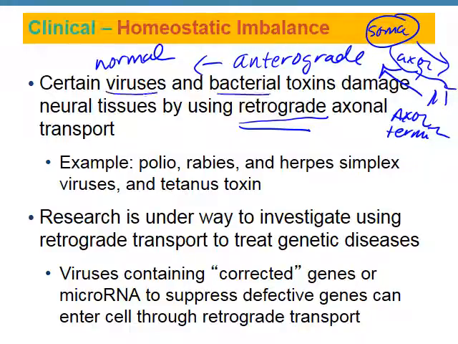There are certain viruses and bacteria that can damage neural tissue by using this retrograde transport system within the neuron. So polio, rabies, herpes simplex virus, tetanus toxin, and basically you can have these viruses or bacterial toxins hide inside the soma of a neuron.